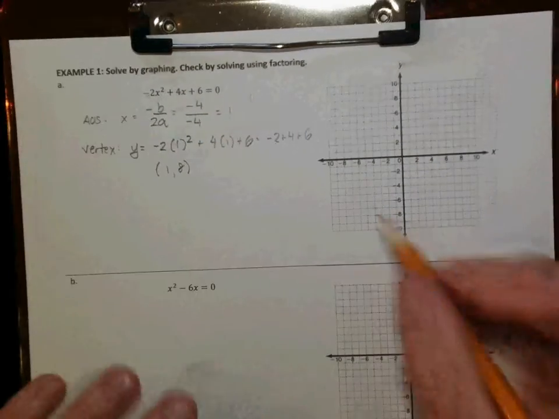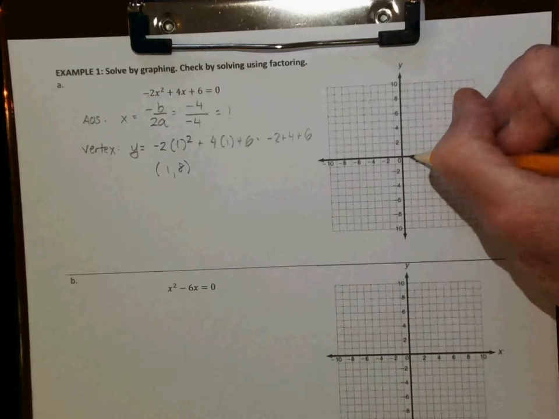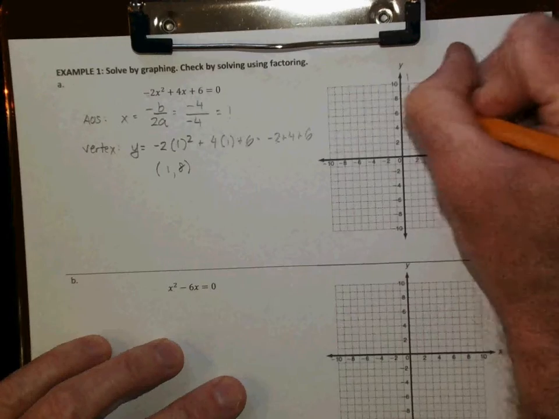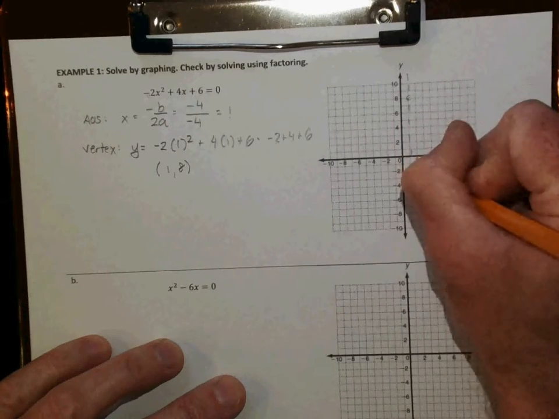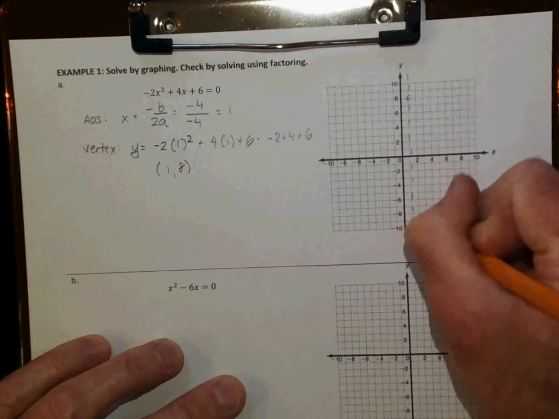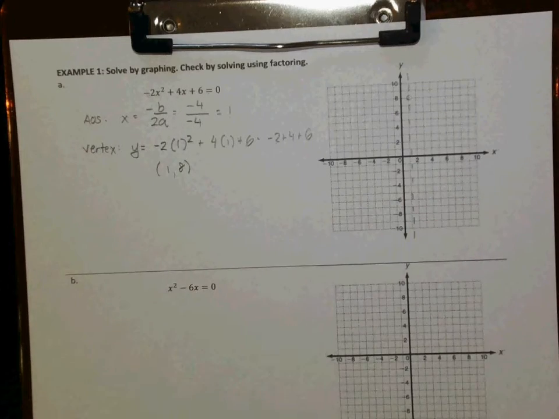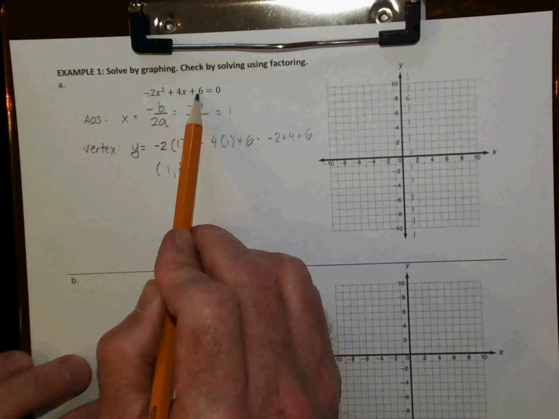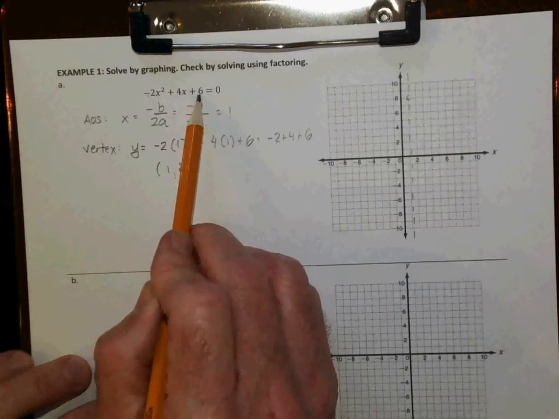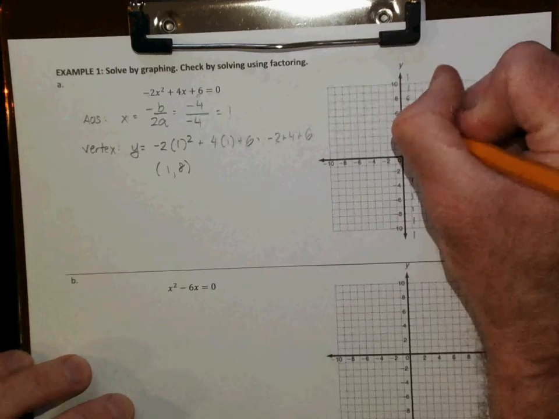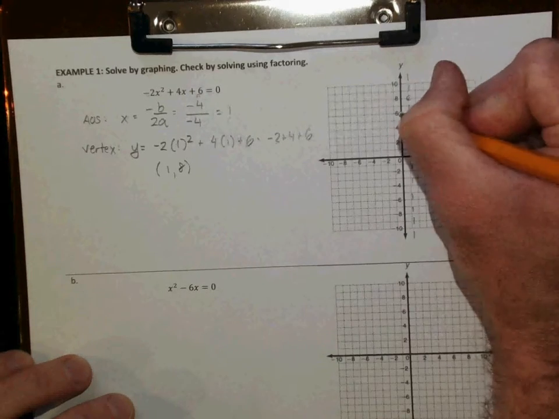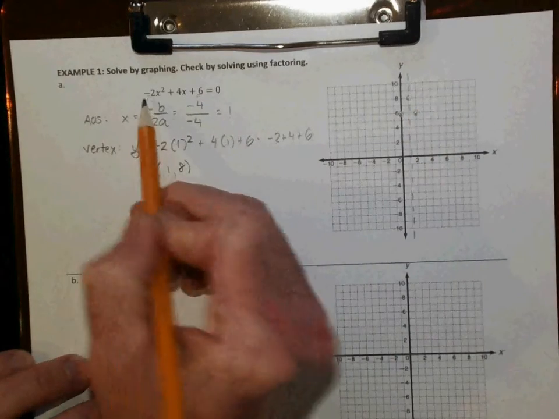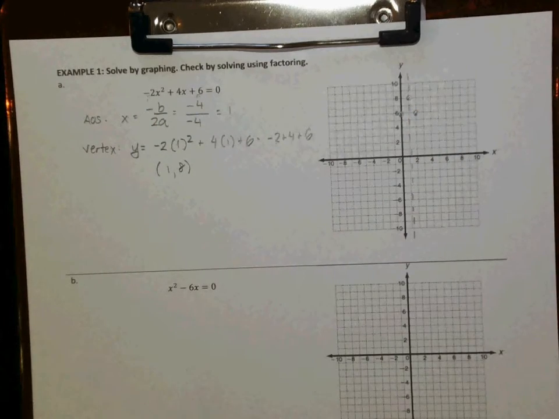So I'm going to come over here. (1, 8) is the vertex. And I'm going to draw in the axis of symmetry because that's going to help me get symmetric. Okay, so now looking at this, it also tells me the y-intercept is 6. And this agrees, and since my a is negative, I expected it to be concave down.